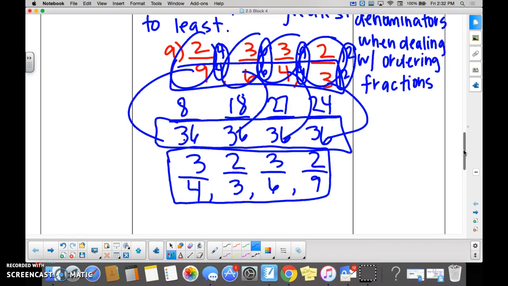So if they have common denominators, can you compare them then? Yes. If you have 8 over 36, 18 over 36, 27 over 36, 24 over 36, can you compare them? Yes. This is the smallest. This is the next smallest. This is the next smallest, and so on and so forth. Yes or no? Yes. We need more practice on this. No? You're good? You got it? I'll give you the test right now. You want the test? No.